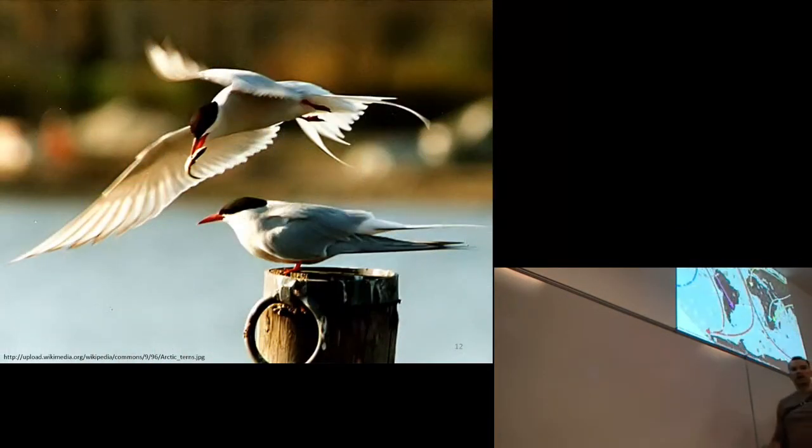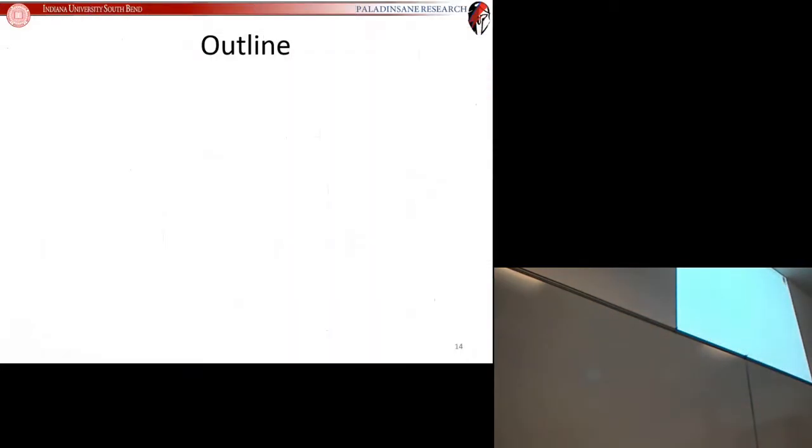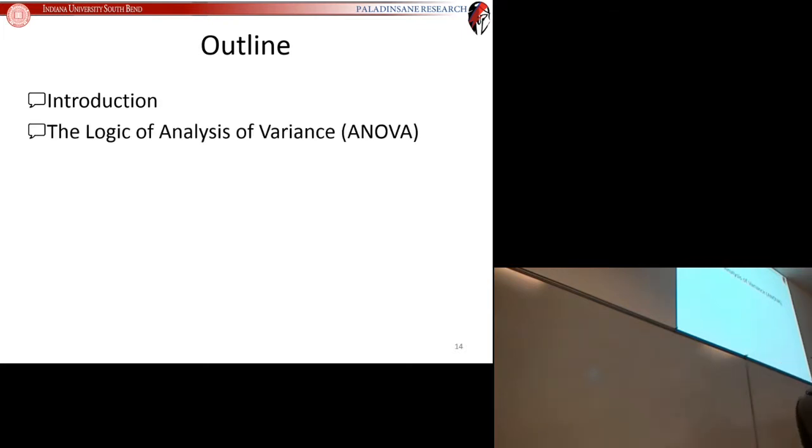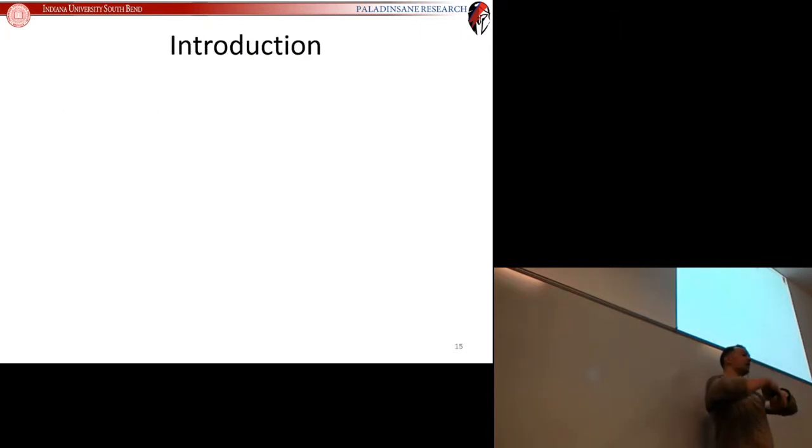But regardless, why do some birds migrate? Why do others not migrate? Why do they migrate different distances? We're going to take a look at how Saul and colleagues analyzed this with the introduction of the ANOVA. We're going to introduce the idea of the ANOVA first, and give you the logic behind the analysis of variance so we understand the nuts and bolts of this procedure. And that will be it for our initial introduction to what the ANOVA is and what it is all about.